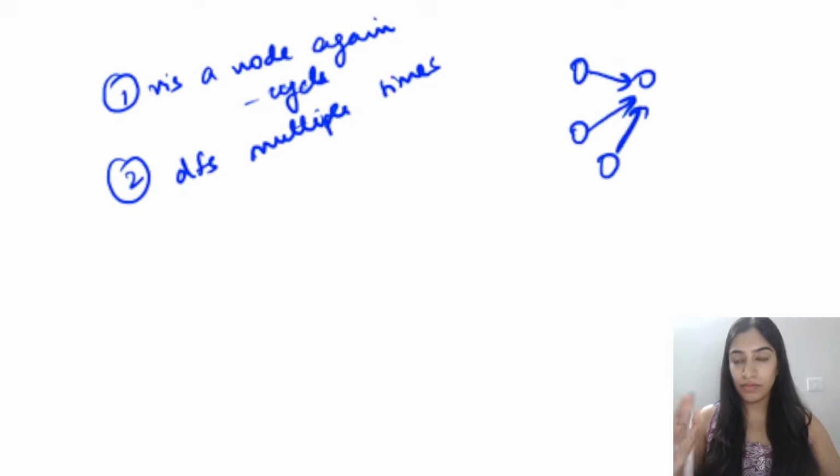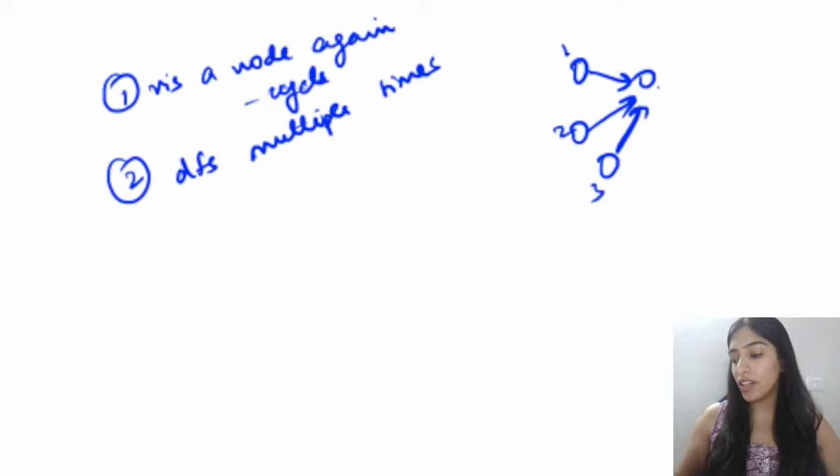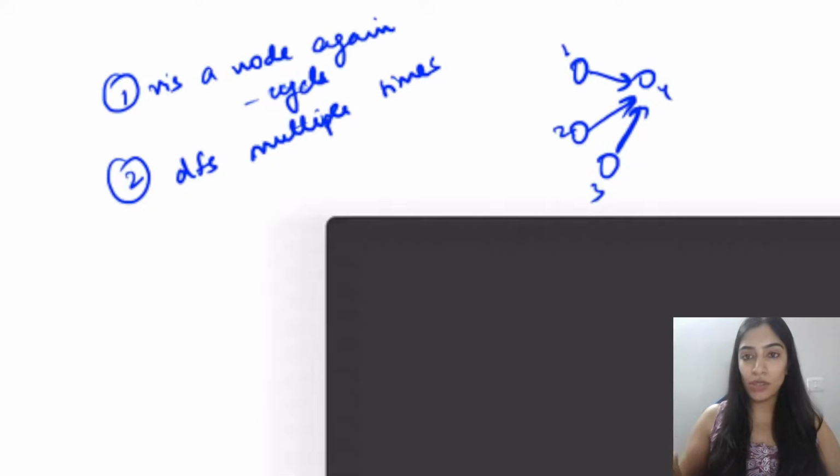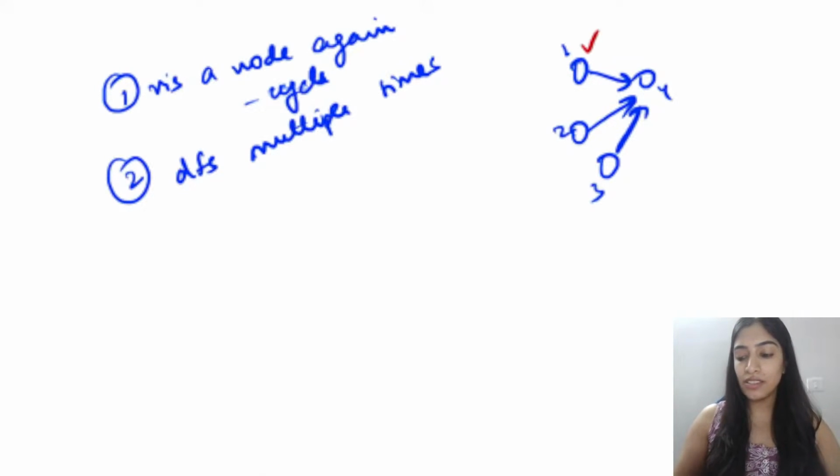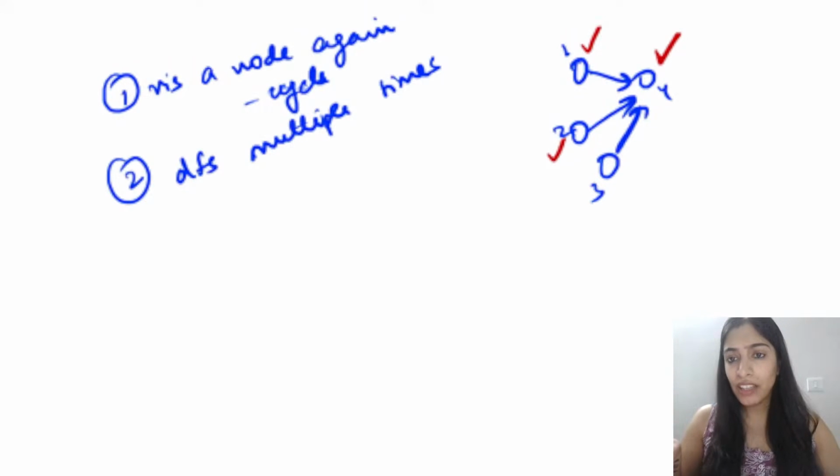This is a graph, right? So if I start visiting from here, suppose the nodes are 1, 2, 3 and 4. Now suppose I start visiting like this, what is going to happen? I visit this, then I visit this, right? Now I visit this and I visit this again. So I visited 4 two times, right?